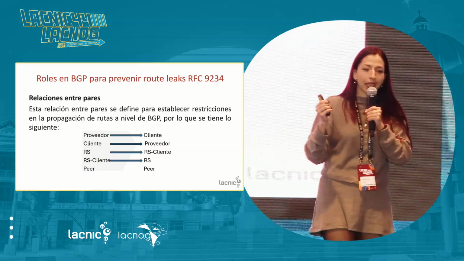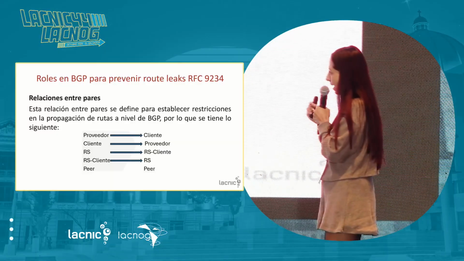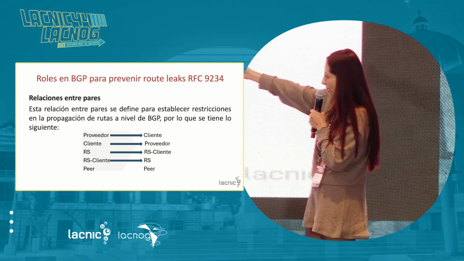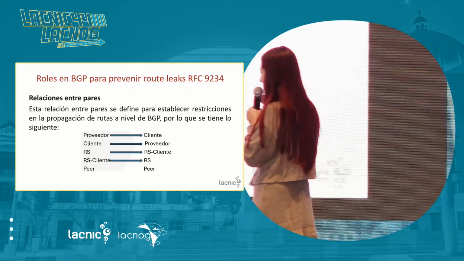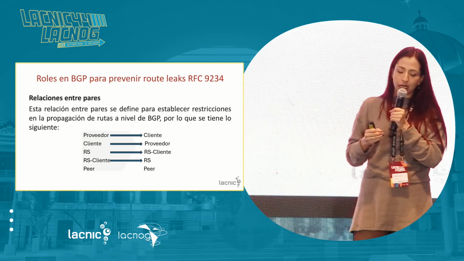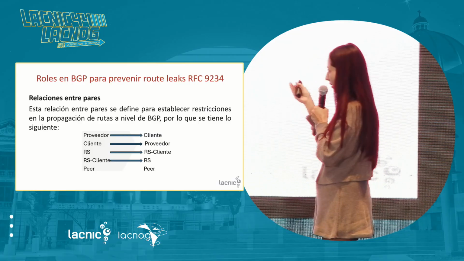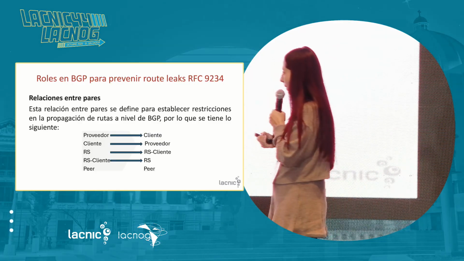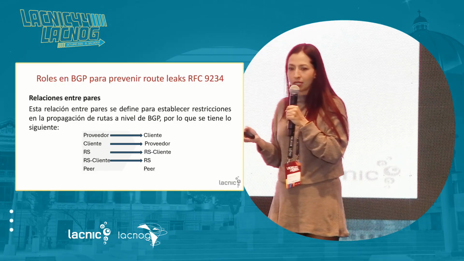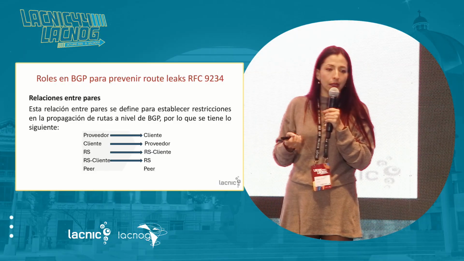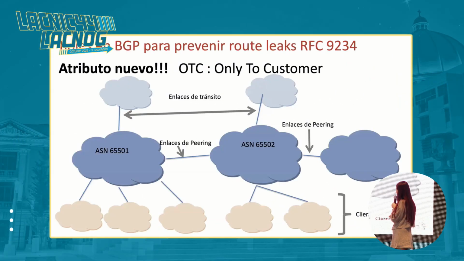These are the only relations that should be established between the different roles. When assigning a role to these devices and establishing the connection, we have to check that this relation is complied with. Only between provider and client, or client and provider, route server and route server client, route server client and route server, and peer with peer. And if a different relation is established, for example, provider and peer or client and peer, then some type of action would be taken, because this is a relation that could not be established.